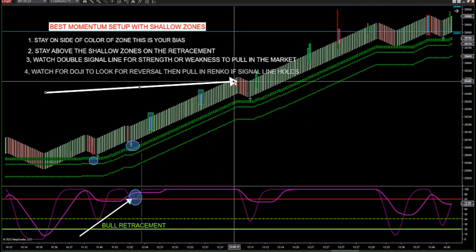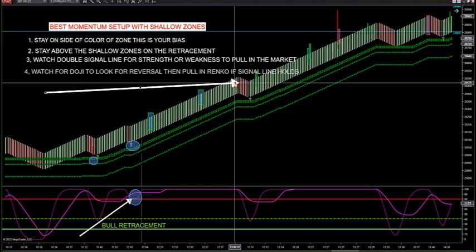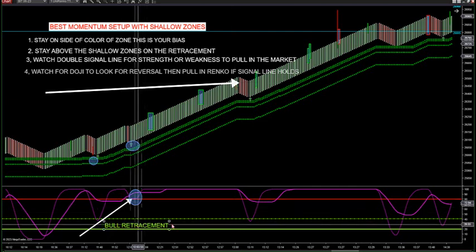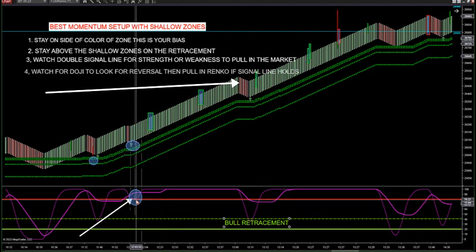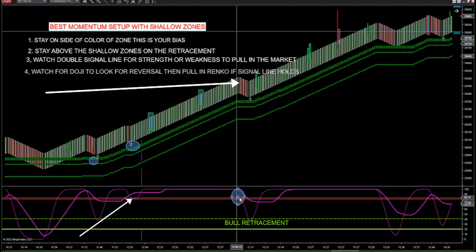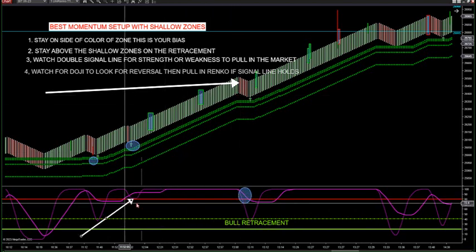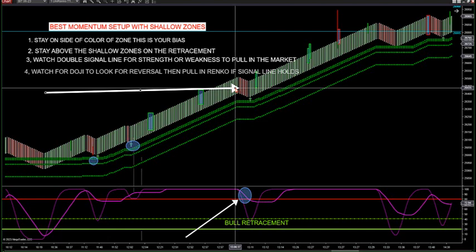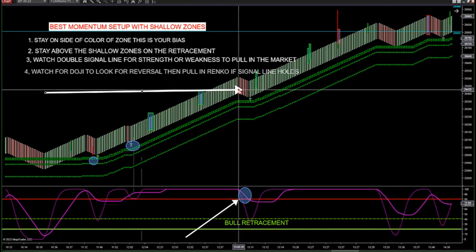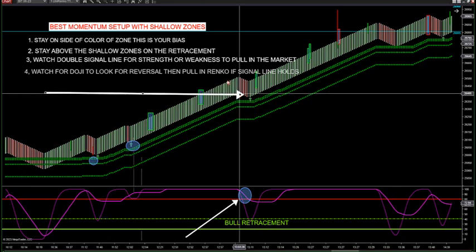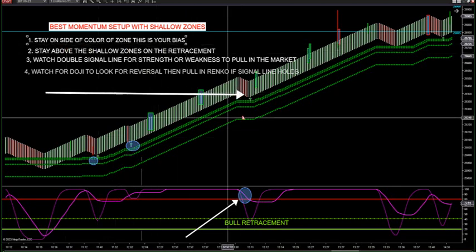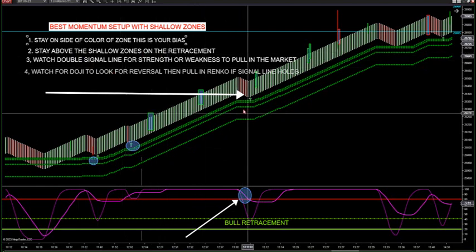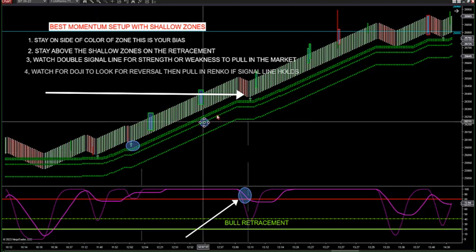Market shows the first red Renko on Bitcoin. Got to stay above 40 for a bull retracement. As we're moving, you can see that I've got a red Renko. As we retrace, stay on the side of the color of the zone. It's green, we're buying. Stay above the shallow zone of retracement. Are we above the shallow zone? Yes, we are.